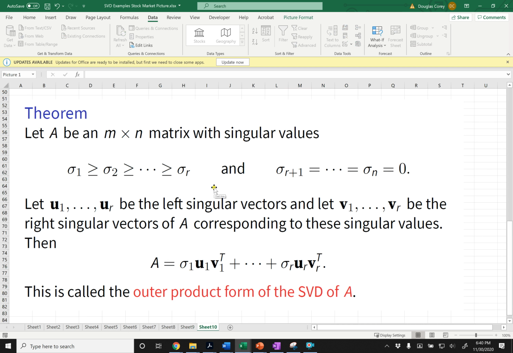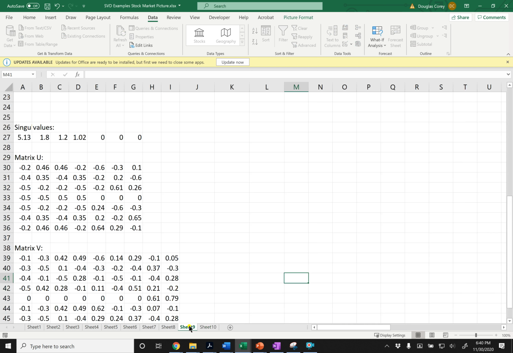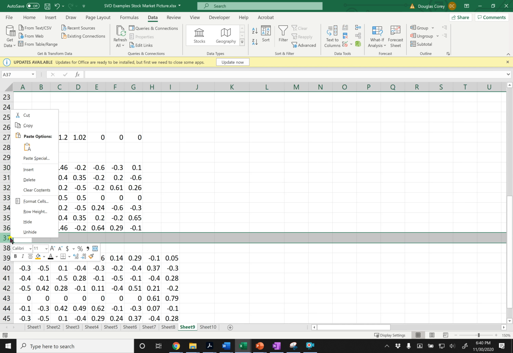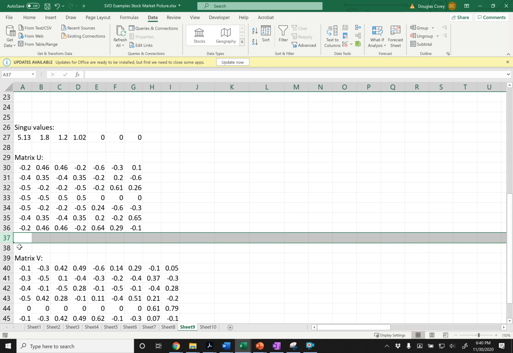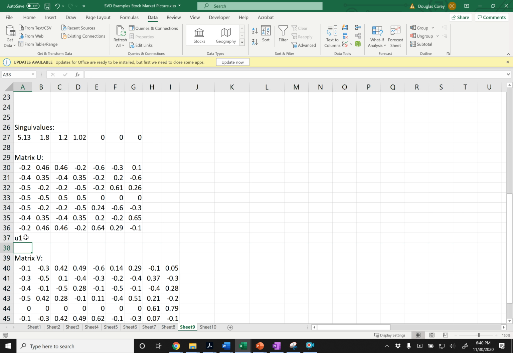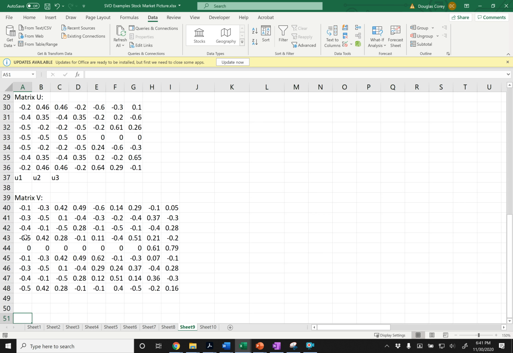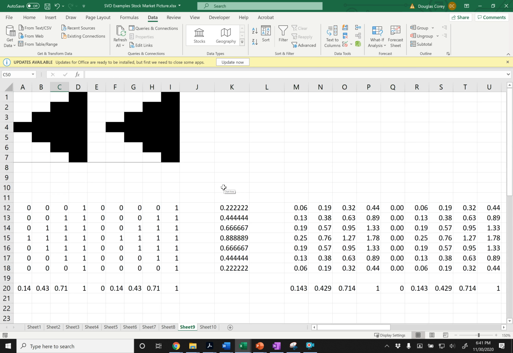But first, the U1, U2, U3, U4, etc. Those are this column. This is U1 right here. So this is U1, and this is U2, and this is U3, etc. And these are V1, V2, V3, etc.